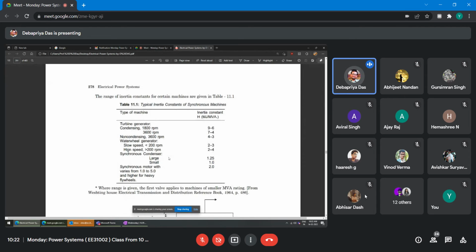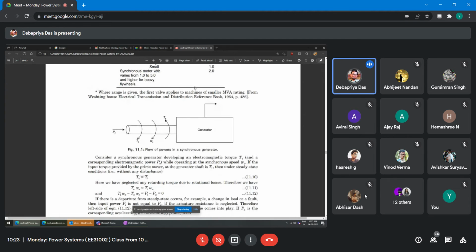Now this is a standard inertia constant of the machine. This I have taken from a reference book. Like a turbine generator, if it rotates at 1800 RPM or so, H will be in between 9 to 6 seconds. If it is 60 Hz, then 3600 RPM, it will be 7 to 4. Then different units have different values there. Like slow speed, like a water turbine, it will be 2 to 3, 2 to 4. Some table is there, right? So different inertia constants. Actually what you do is from field tests, they compute all these things, right? So typical inertia constants of a synchronous machine.